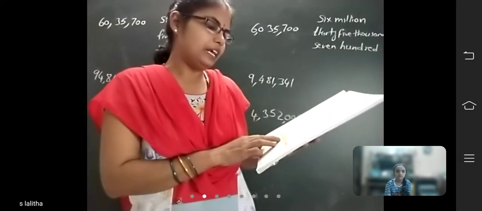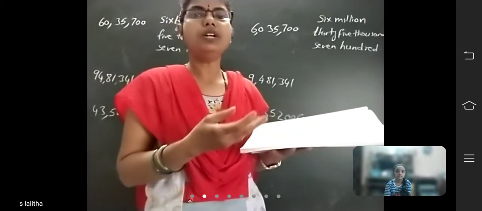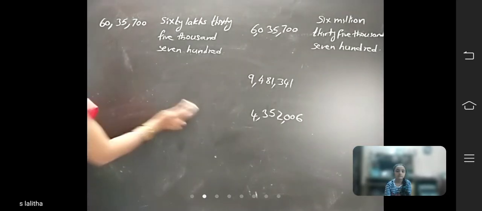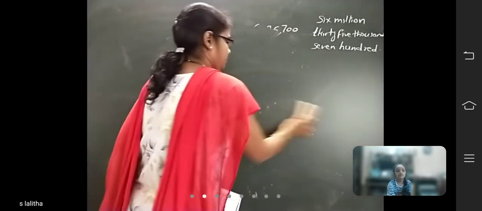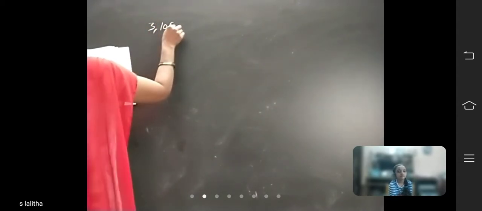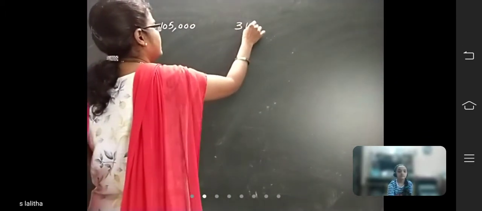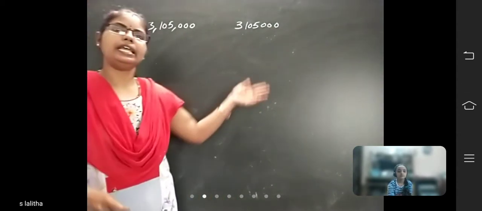So they are given in international system numbers. You should convert them into the Indian system. How to convert, children? First one is 3,105,000. You should convert it into the Indian system. How to convert into the Indian system? Write the same number as it is, 3,105,000. Now you should keep the commas in the Indian system.